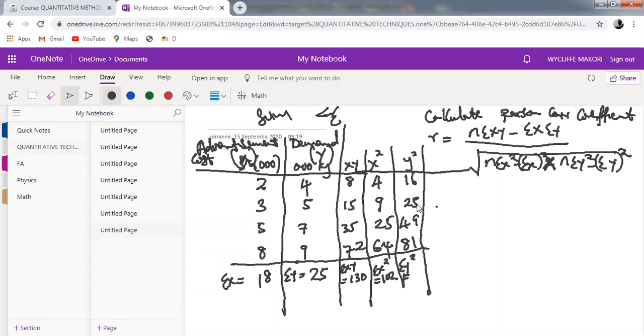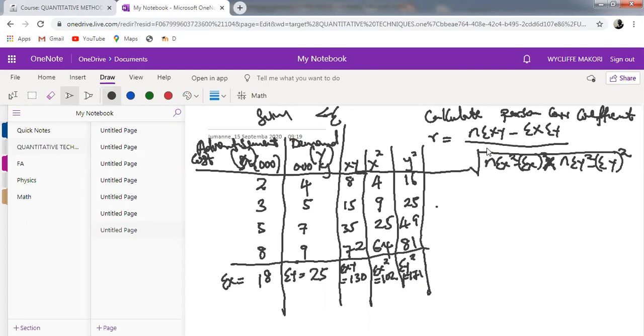Then the y squared is 16 plus 25 plus 49 plus 81, 171, like that. So we can come and apply our formula.